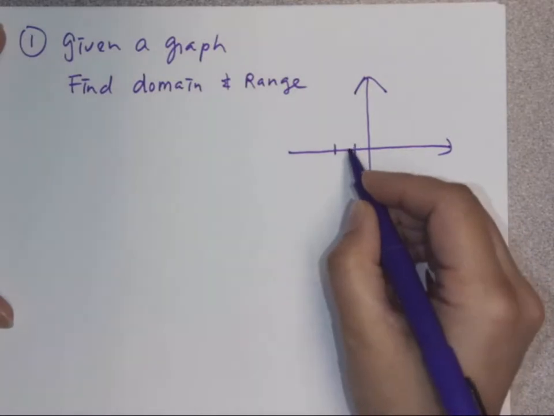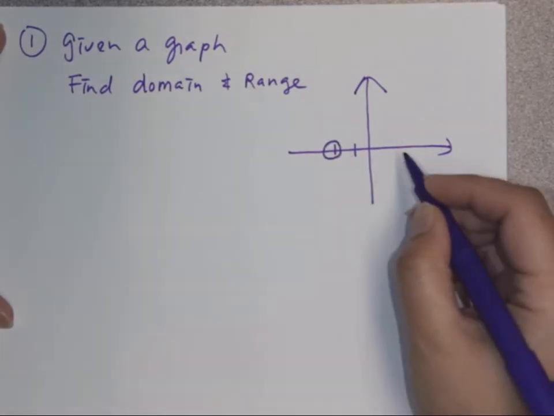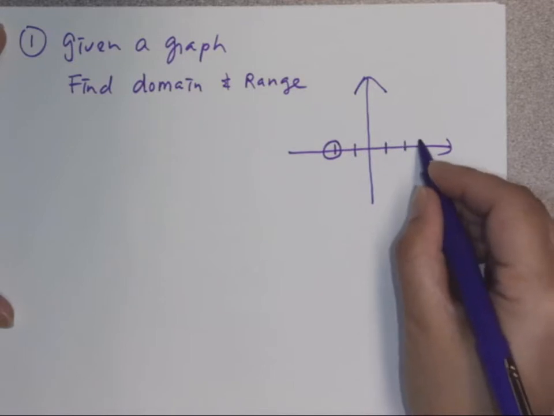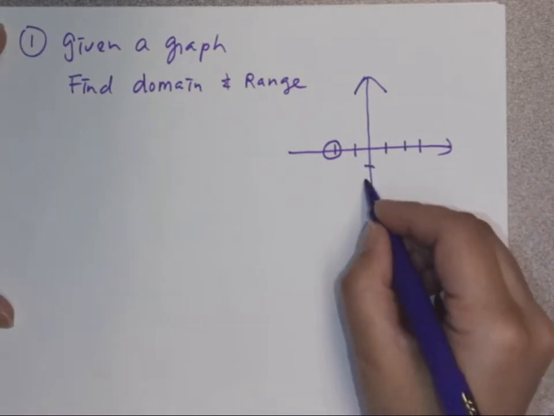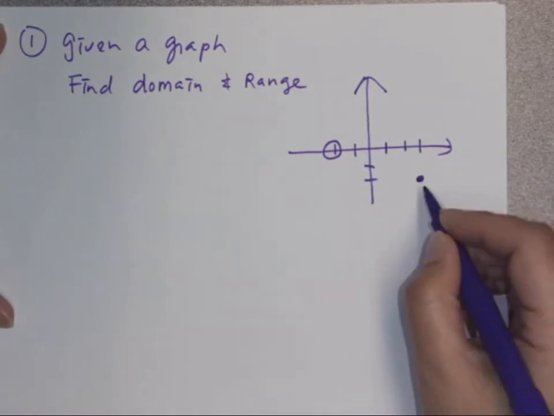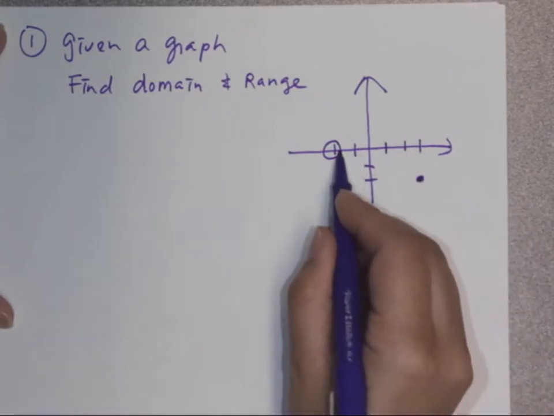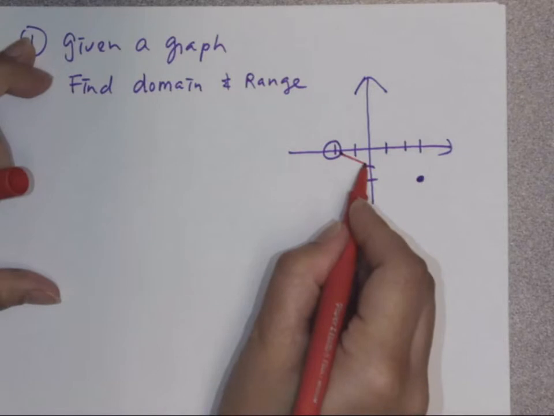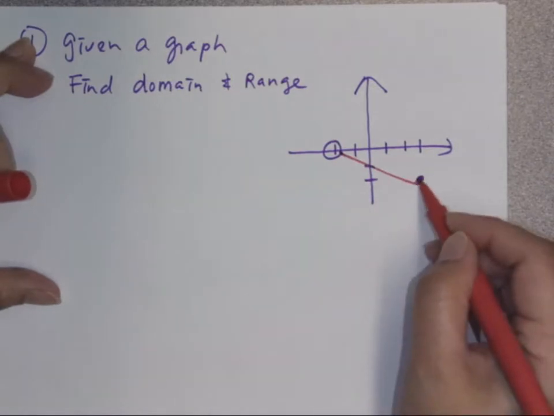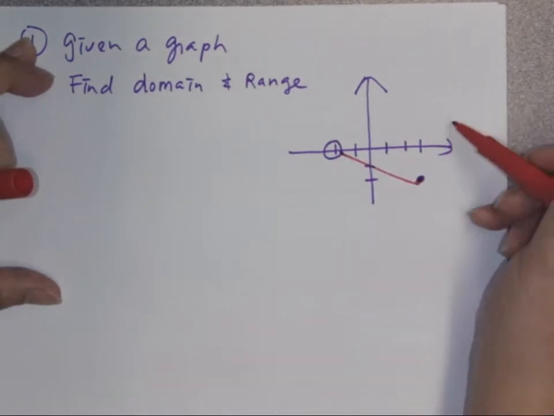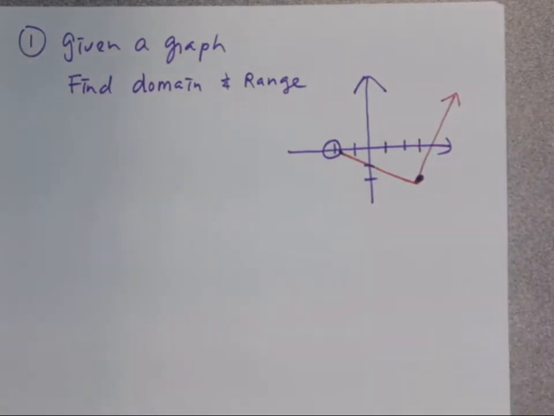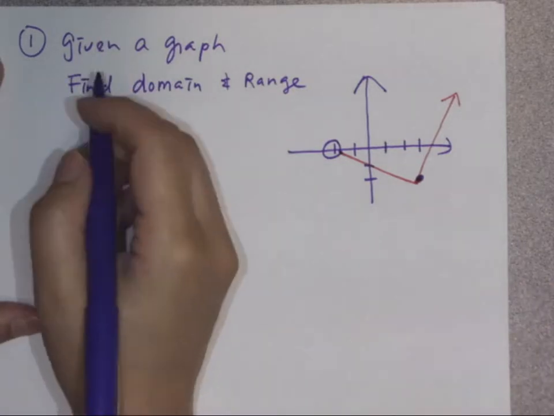1 and 2 with an open circle, and then 1, 2, 3, 1, 2 here, and connect this and go up like that. Okay, so if this is my graph, I need to find the domain and range.